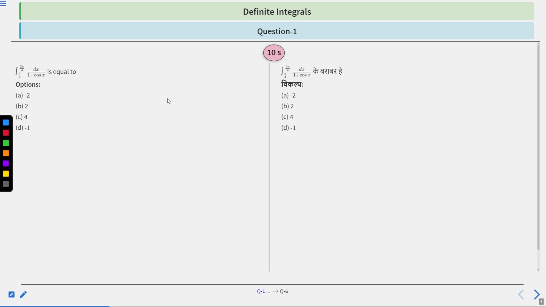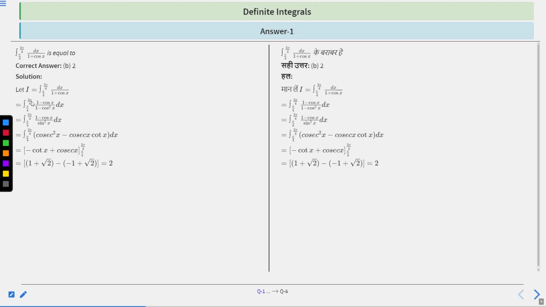You have 10 seconds to solve and think about this question. After 10 seconds, we will discuss the solution. Okay, let's move to the solution part.